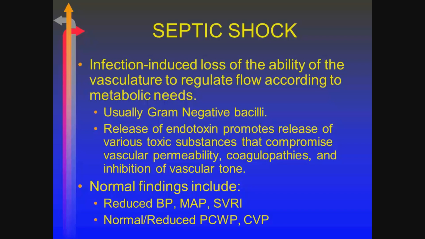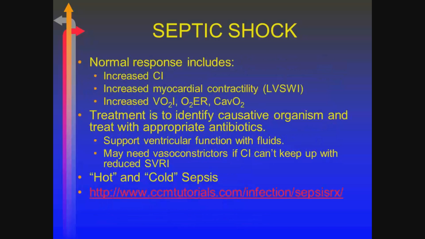It's just running rampant. Wedge pressure and CVP, initially at least, are normal, so you don't see a reduction or an elevation in them. And what the body attempts to do is increase cardiac output by trying to increase myocardial contractility and by trying to optimize preload, because it knows that the afterload has been destroyed.